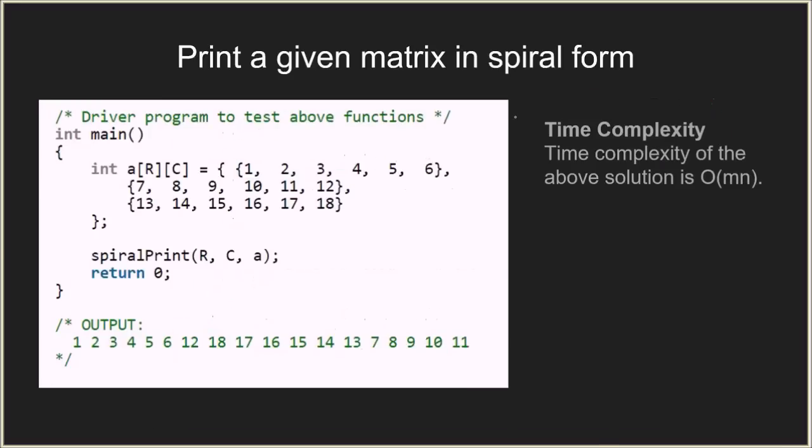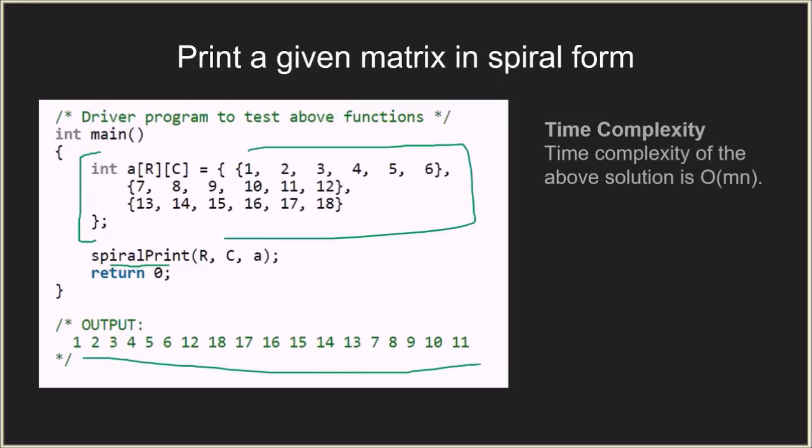So coming to the driver method, we have the input 2D array, then we just call the spiral print, and then it takes care of printing the elements. So given this array, the output comes out to be this.